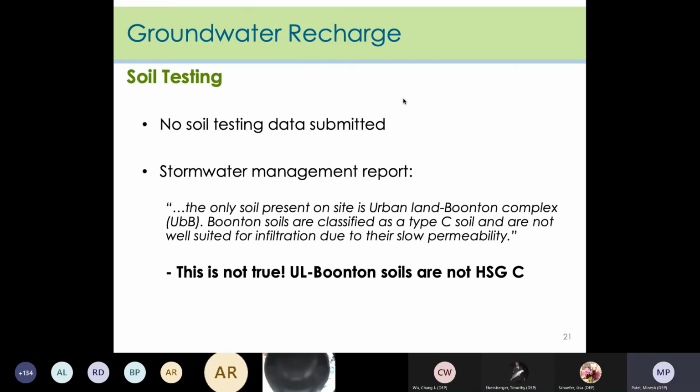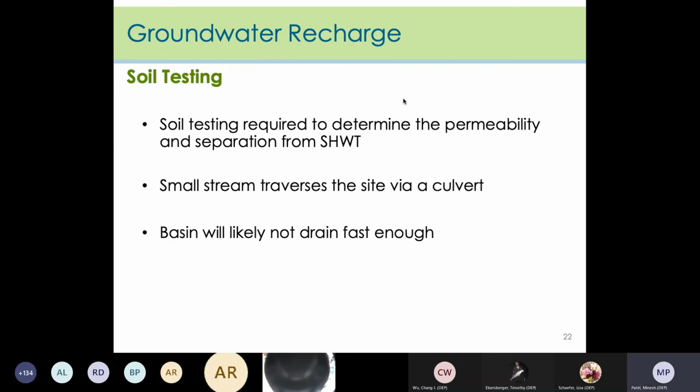The urban land pontoon complex, they identified as a type C soil, but if you go on the NRCS website, it's not going to match up with that. Regardless, it's still a low permeability, and the site itself wasn't even identified with this correct soil. But they did propose an infiltration basin, and soil testing is required to be done regardless to figure out the seasonal high water table separation from the bottom of the basin and the permeability rate coming from there.